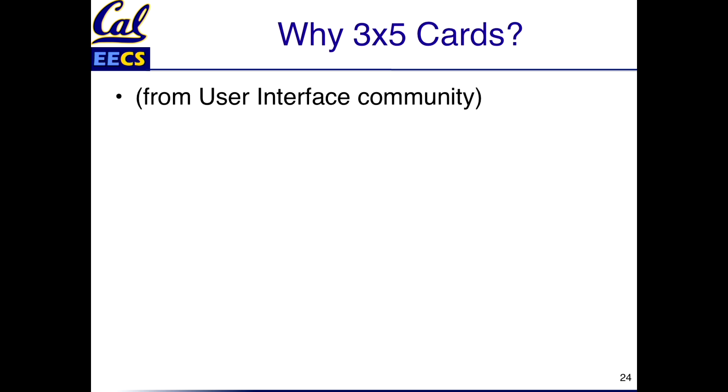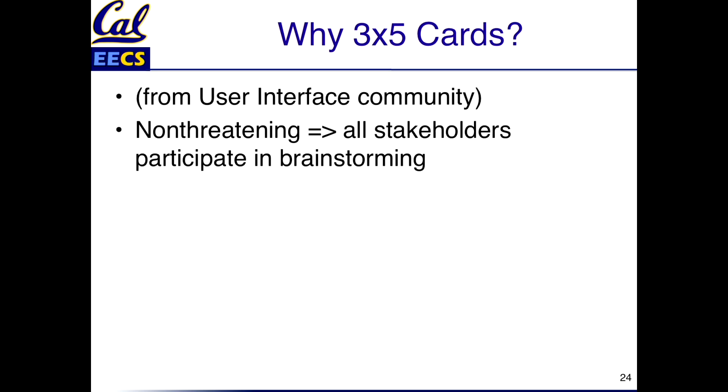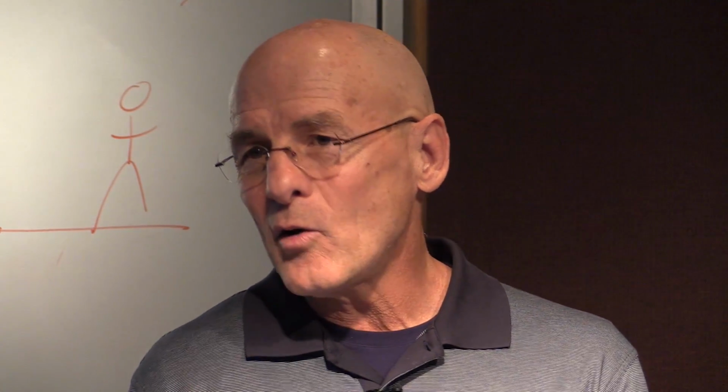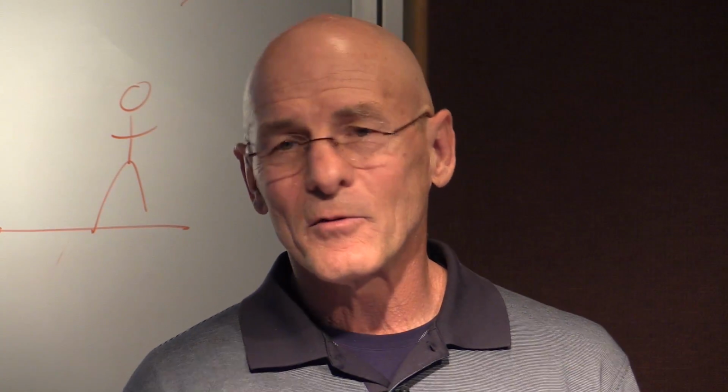They came from the user interface community, and the user interface community does a lot of work with dealing with people. And what they found was 3x5 cards, how can 3x5 cards be threatening, right? Anybody can deal with 3x5 cards. When you start building code and you show that to them, they kind of feel constrained by the code you've built because they don't want you to have to throw it away.